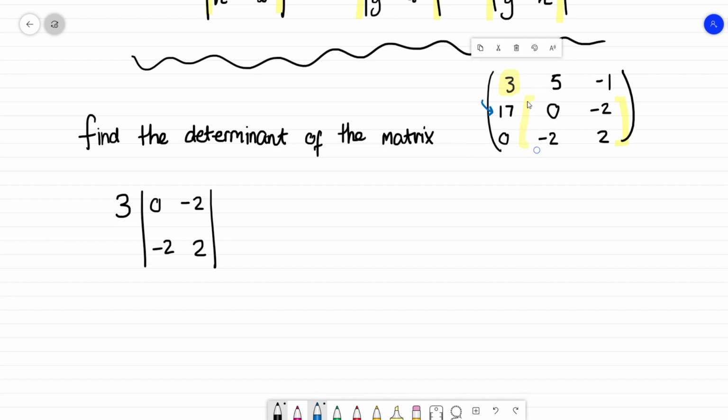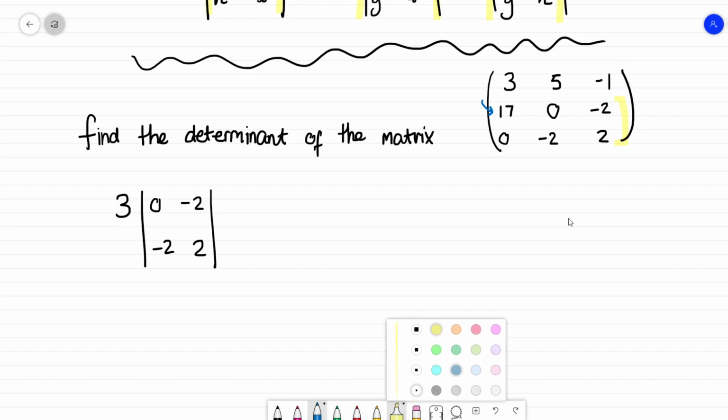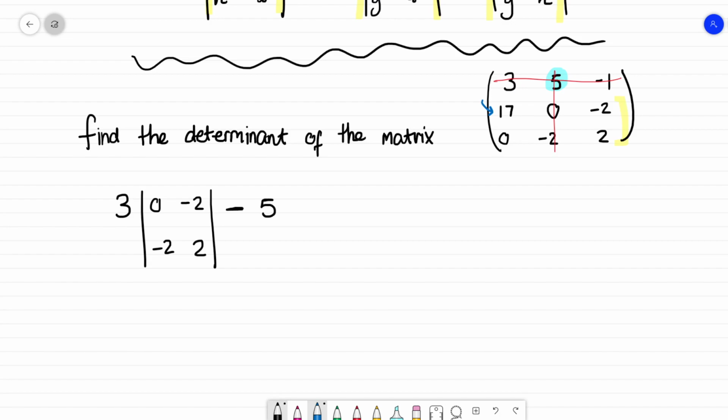The next one, I'm looking at the 5. Oh dear, I've deleted most of my matrix. Alright, that's fine. Let's get it back. That was a 3. So the next bit is going to be the 5. And I'm going to ignore everything here. So I'm going to have a sign alternating. So it's take away 5. The 2x2 determinant is going to be from the matrix 17 minus 2, 0, 2.